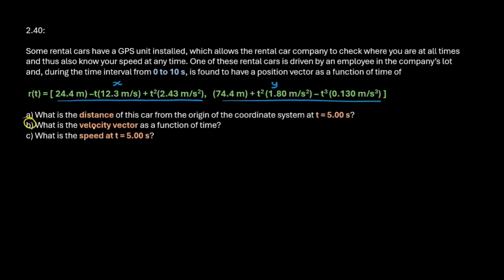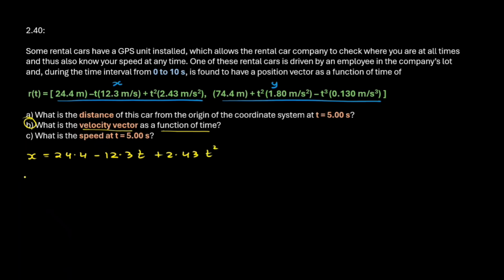In part B of the question, we need to find what is the velocity vector as a function of time. To find the velocity vector as a function of time, we will take time derivative of the position function. So first we will find the x component and y component of velocity and then write them together in vector form. So let's write down the x component of position first. X is 24.4 minus 12.3 t plus 2.43 t squared.